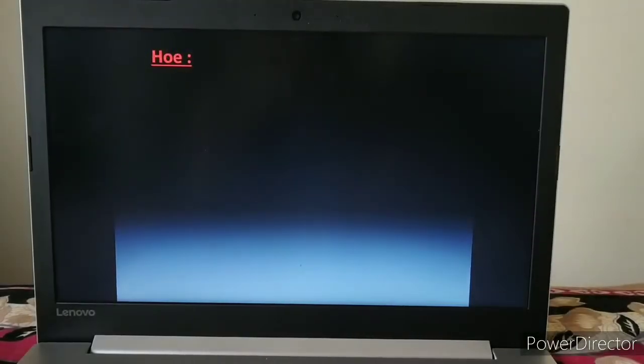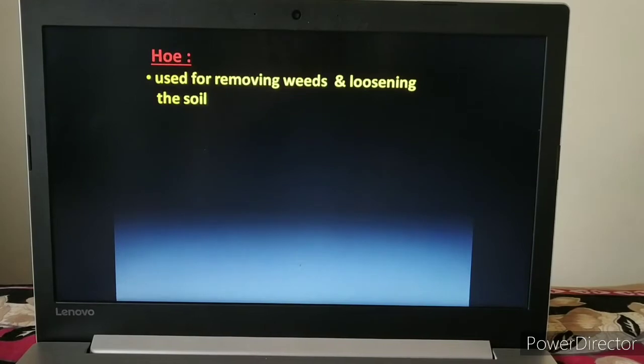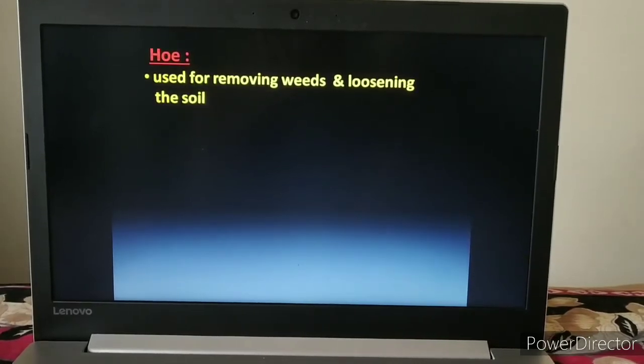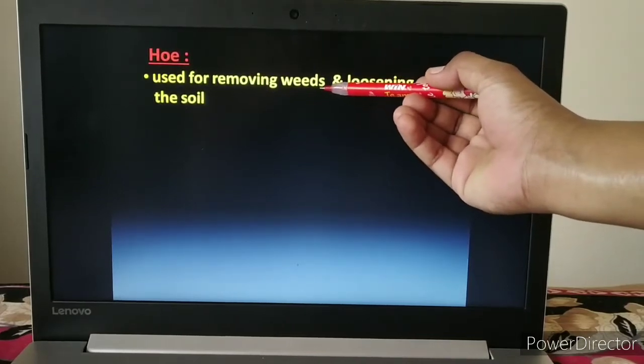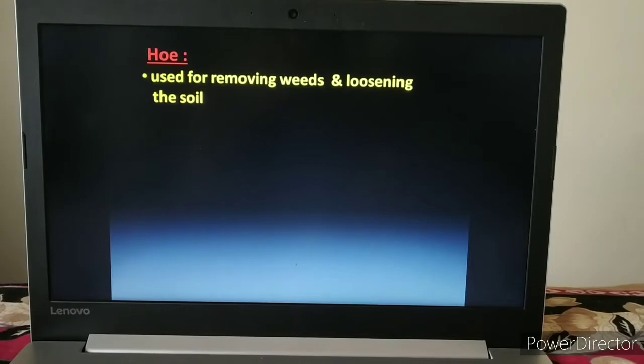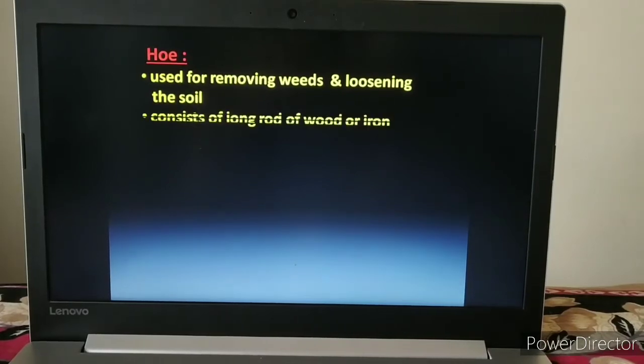Next, hoe. It is used for removing the weeds and loosening the soil. About weeds we will learn in detail, but for today just remember, weeds means unwanted plants.